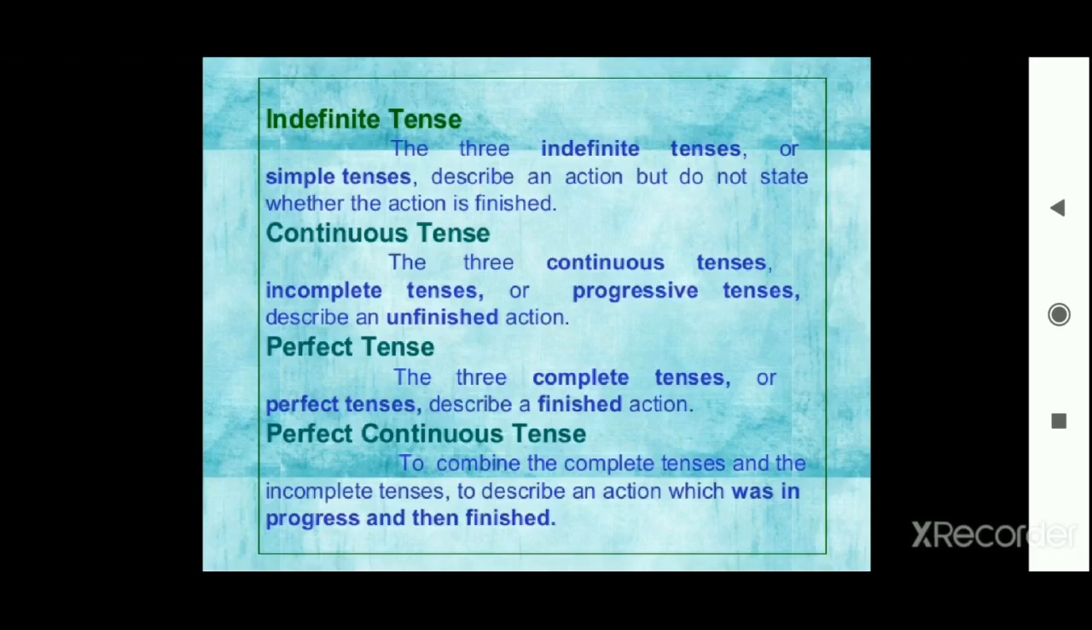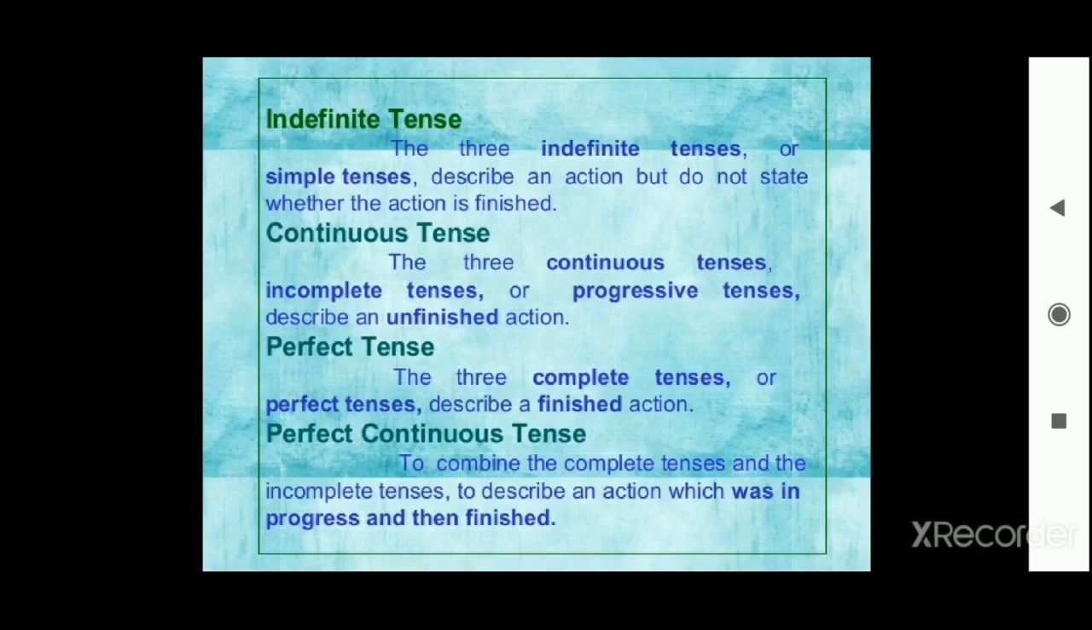Now come to the continuous tense. The three continuous tenses, incomplete tenses or progressive tenses, describe an unfinished action. Here also the three continuous tenses means present continuous, past continuous and future continuous.